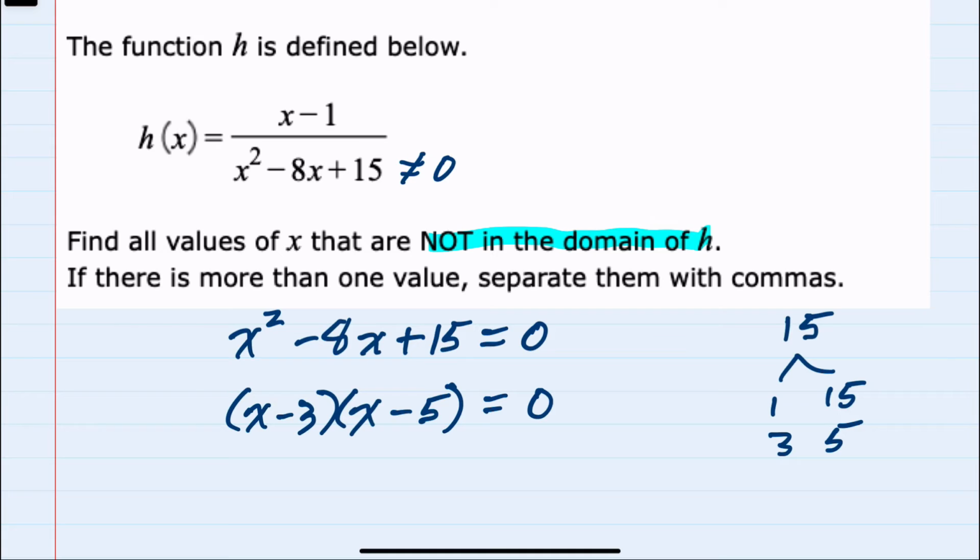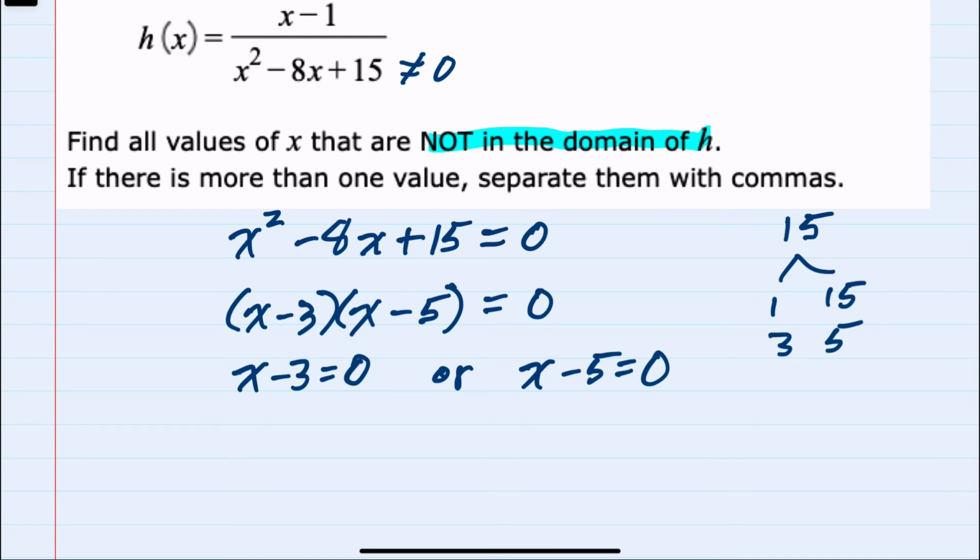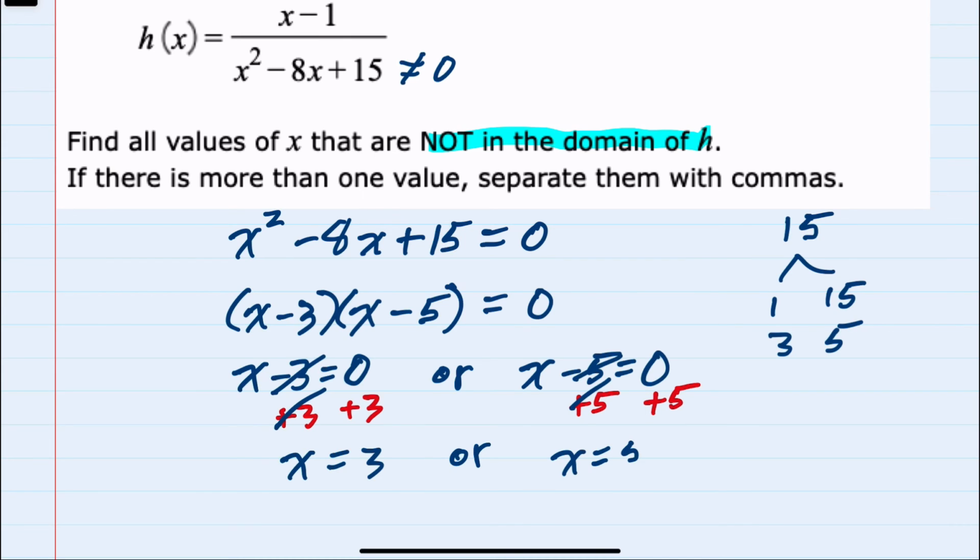So we factored the left-hand side by trial and error. We could have used other methods, including the quadratic formula. But at this point, two terms being multiplied to equal 0 means that either the first is equal to 0 or the second is equal to 0. And each of these we can solve to get either x equals 3 or x equals 5.